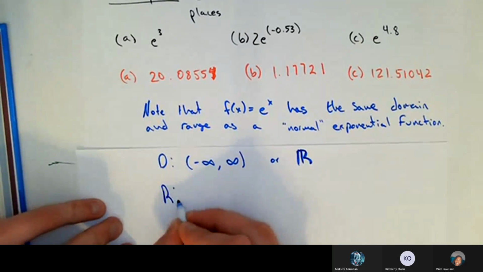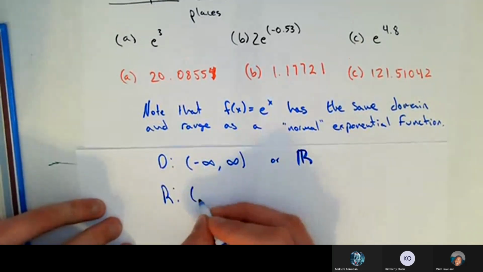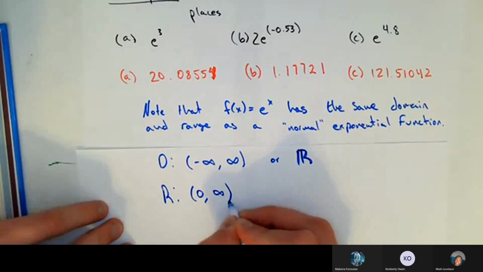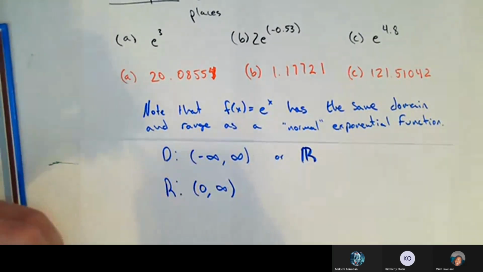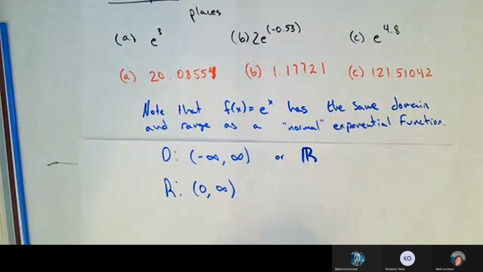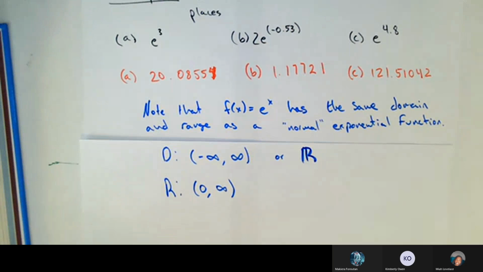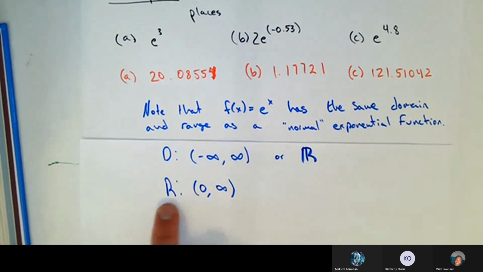And then the range, regular capital R for range, is 0 to infinity, right? It has a horizontal asymptote at the x-axis. It can never touch the x-axis, never touch a y value of 0. Because recall, the range represents the y values, so it can never touch that 0. It can get super close.